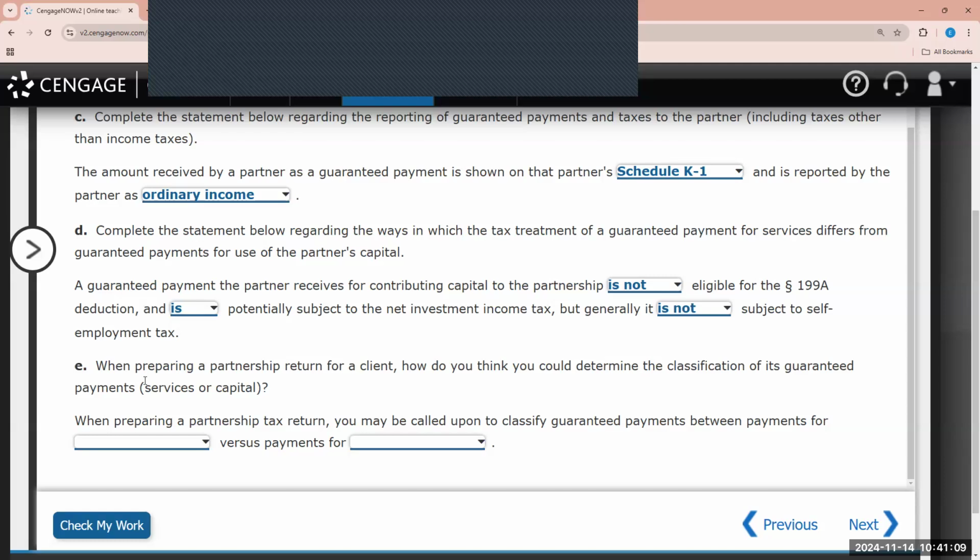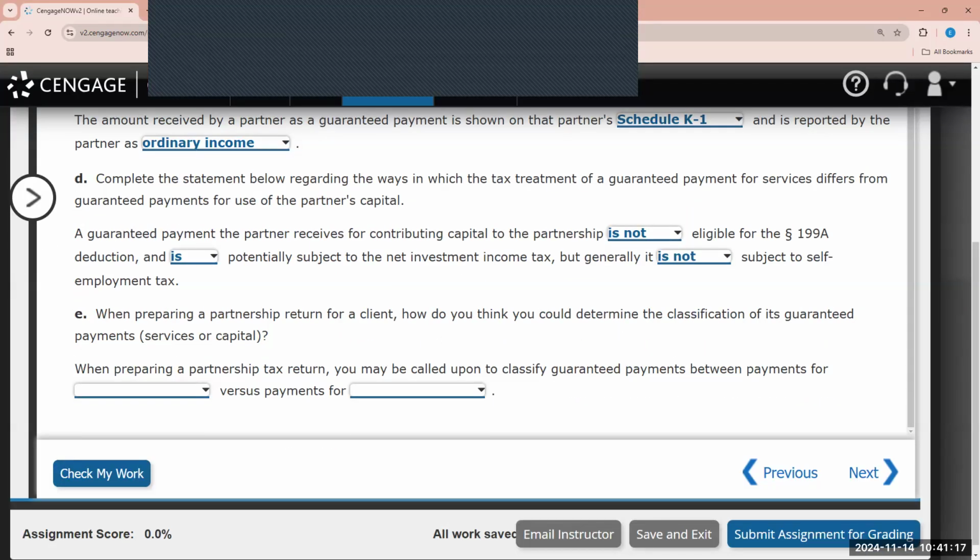Here we see E. It states, when preparing a partnership return for a client, how do you think you can determine the classification of its guaranteed payments, whether it's services or capital? So when preparing a partnership tax return, you may be called upon to classify the guaranteed payments for services versus payments for capital, because obviously they are treated a little differently. All right, so again, you definitely want to keep these things in mind, not just for tax preparation purposes, but also for tax planning purposes.